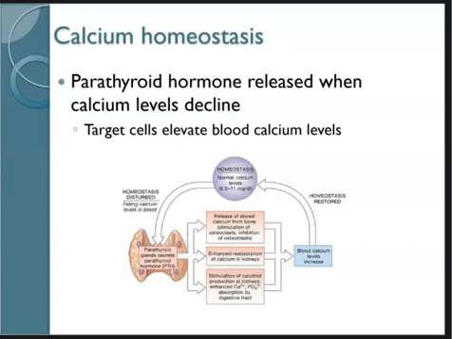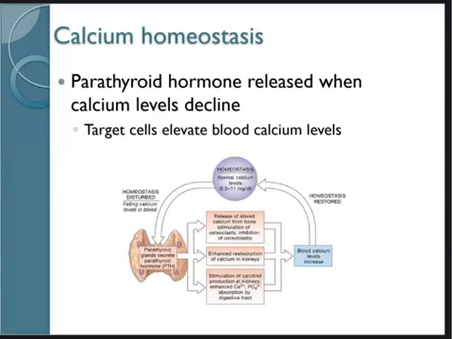Hopefully you said osteoclasts break down bone, osteoblasts build up bone. So if we want to break down bone and release calcium, it's going to be osteoclasts that are stimulated. So parathyroid hormone stimulates osteoclasts, and the parathyroid gland is found on the posterior surface. There's actually 4 of them found on the posterior surface of the thyroid gland, 2 on either side.